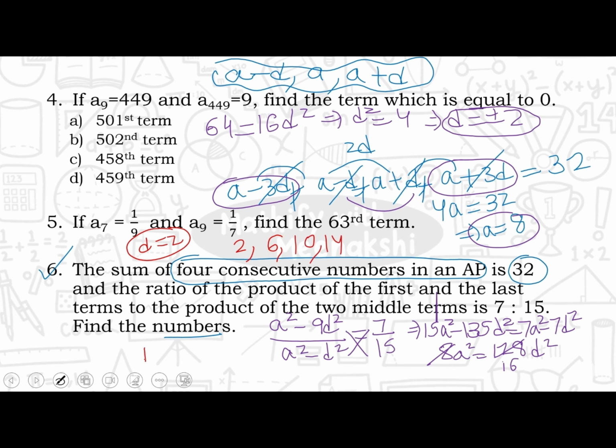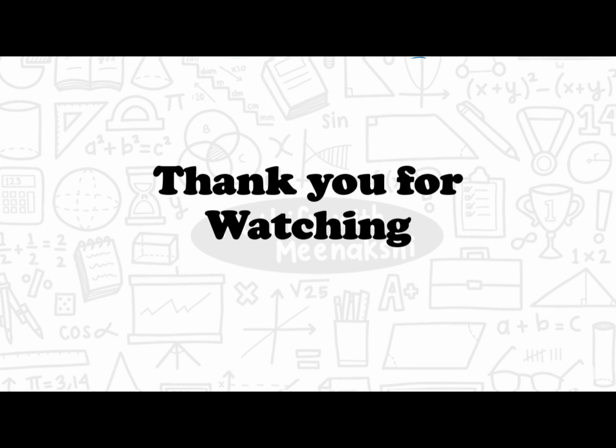But if you put d as minus 2, then what will you get, just see here. If you put d as minus 2, a minus 3 into minus 2, that's 14. Then you'll get 10, then you'll get 6, then you'll get 2. So the numbers are the same. Either you will say 2, 6, 10, 14 or 14, 10, 6, 2. But we can show both the cases in the exam. So these are your numbers.